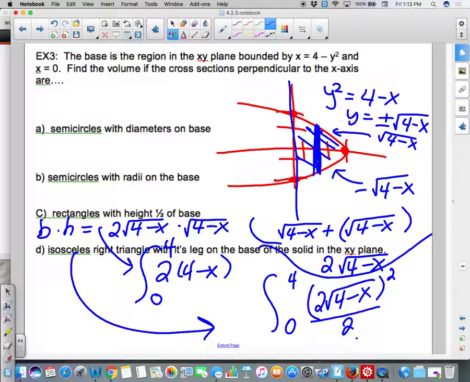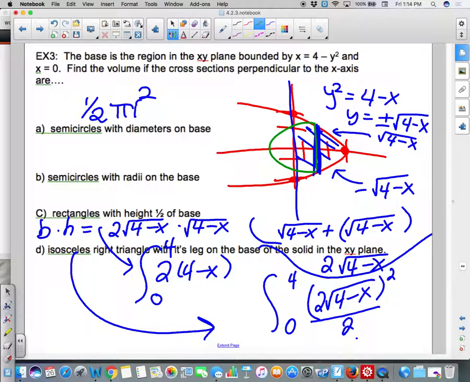Okay? So let's go to semicircles with diameters on the base. All right, what's the area of the semicircle? 1/2 pi r squared. All right, so now I'm going to draw something else over here so you can see it. Imagine I've got semicircles. So this is the diameter. No, you have to divide by 2. Yes, you do. Okay, you see what he's saying? The length of the curve here, 2 root 4 minus x, is the diameter. So if I want the radius, I have to divide it by 2. That's the catch with semicircles.